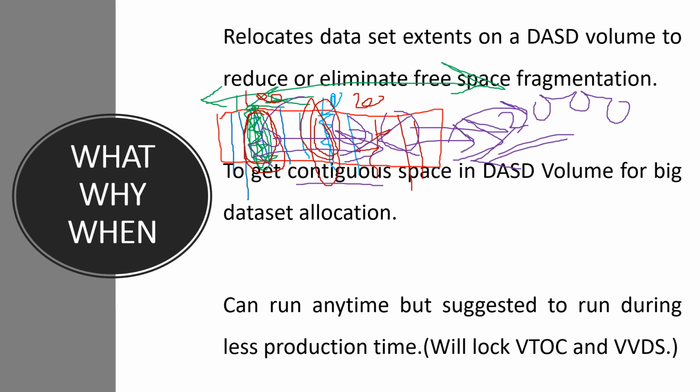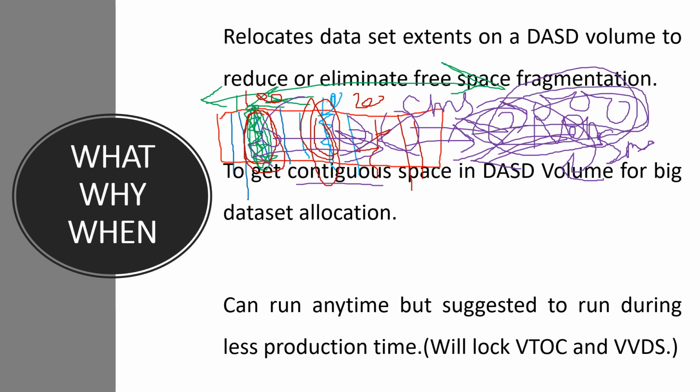There are two types of volumes: SMS and non-SMS. When it is an SMS managed volume, it will automatically select a second volume. But what happens with a non-SMS volume, when you specify the name of that volume? If it does not have 2000 tracks of space, the job will fail with SB37, which means there isn't any space in the volume, and the data set will not be created. So what does defragmentation mean?